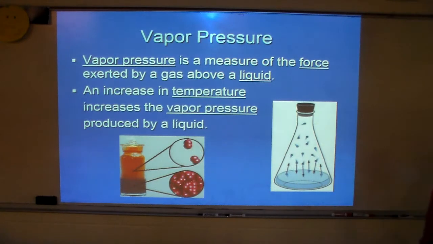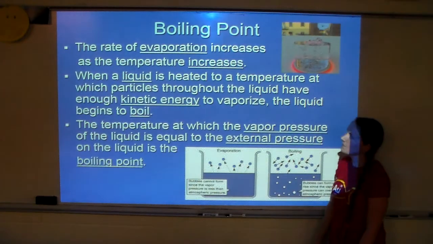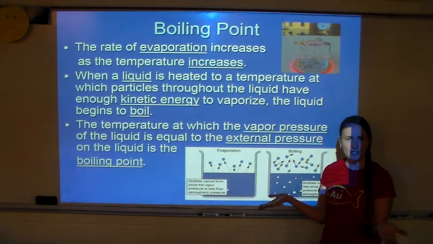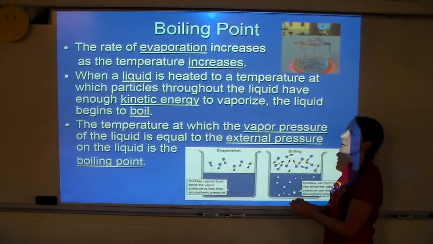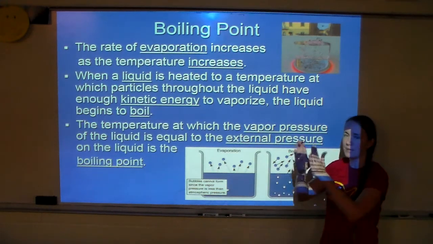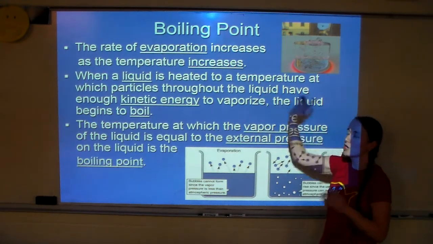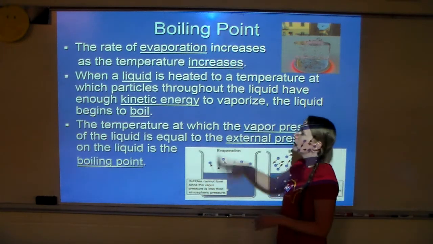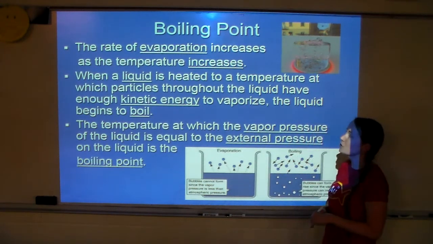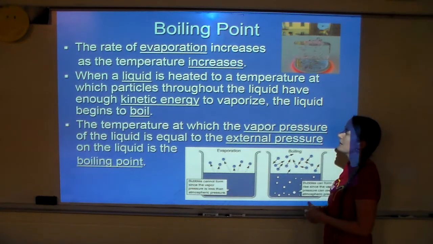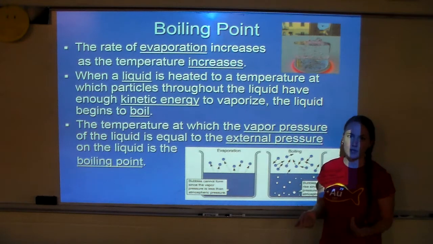All right, so let's click and look at boiling point. All right, so the rate of evaporation increases as temperature increases. And we just discussed that because, remember, the particles with the highest kinetic energy evaporate. So if we can increase temperature, more of those particles would have enough kinetic energy to evaporate. When a liquid is heated to a temperature at which all the particles have enough kinetic energy to vaporize, that's when it's at its boiling point.